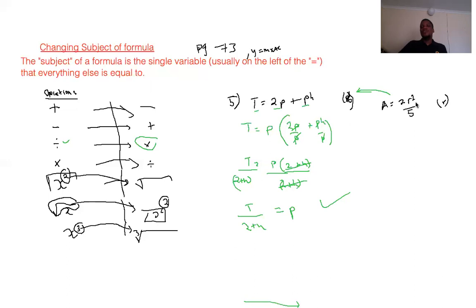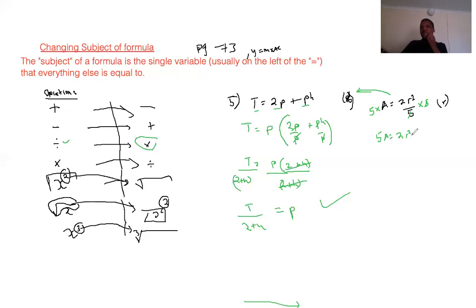Now, how many terms do we have? We only have one term, and this term consists of our subject. So we want to remove this 5, then remove this 2. How do you do that? You multiply on both sides, because this 5 is dividing. So now we are going to have 5a is equal to 2r squared.